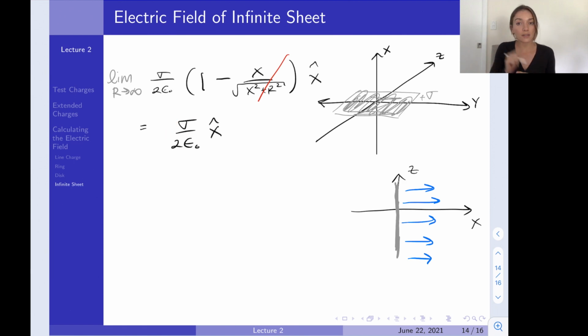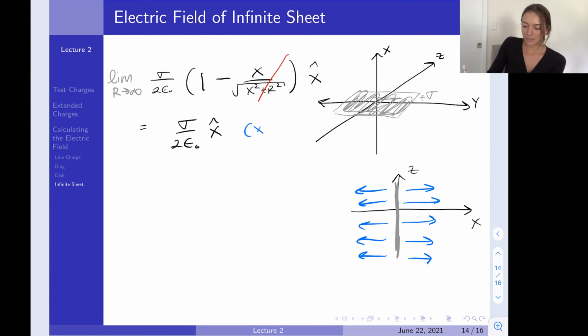Now, on the other side of the sheet, so this is a positively charged sheet, the electric field will just extend in the other direction, infinitely far. It's going to be constant as far out as you go. So this is what the electric field looks like for an infinitely charged sheet. It just goes in either direction away from the sheet.